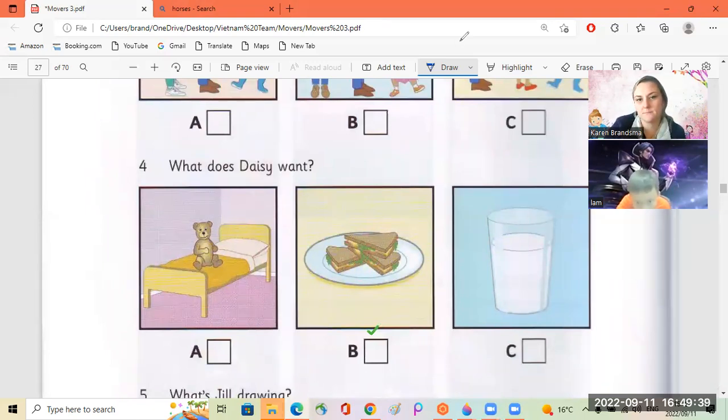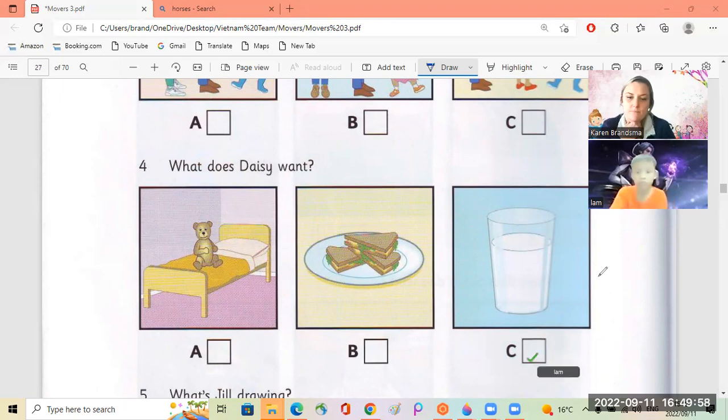Four. What does Daisy want? Do you want any supper, Daisy? No, thank you, Dad. I'm not very hungry. What about a drink? Yes, please. I'm thirsty. You can have some milk, but then you must go to bed. Oh, Dad, I'm not tired. I don't want to go to bed now.